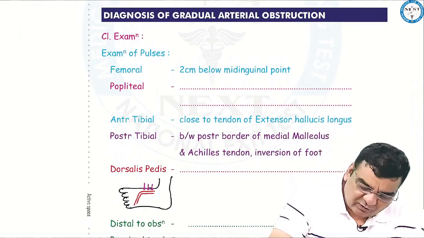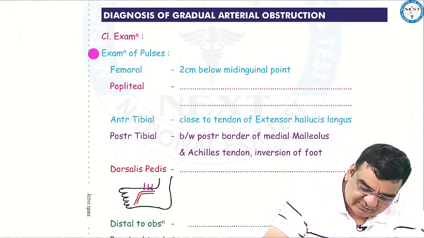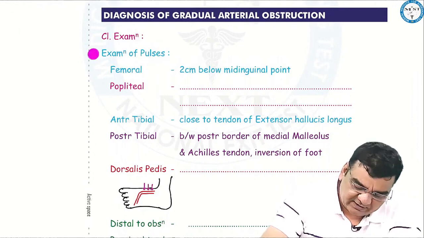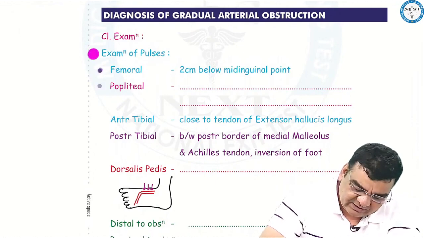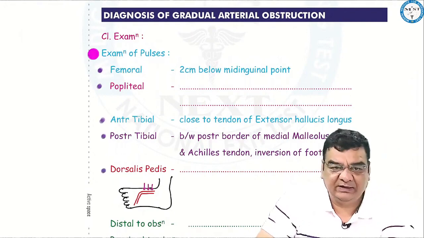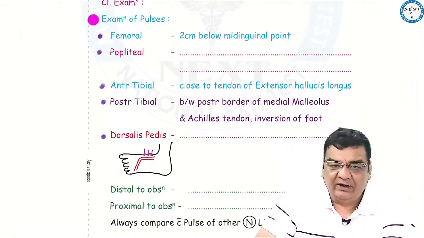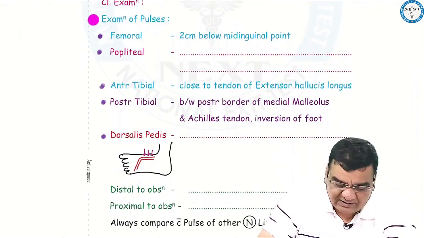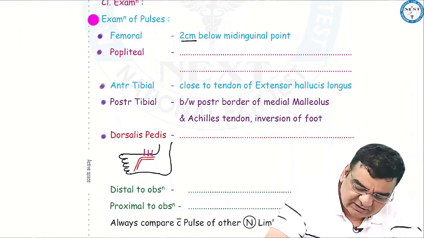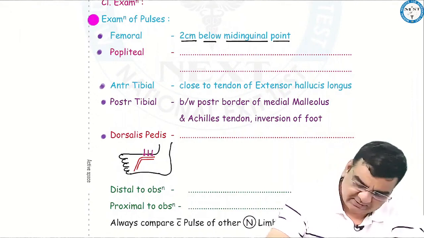Right. So what we are doing, beta, is the examination of the pulses. Which pulses are we examining? We are examining the femoral pulse, the popliteal pulse, the anterior tibial, the posterior tibial, and the dorsalis pedis. Now, in your anatomy classes also, these are discussed in detail. Where do we feel the femoral pulse, beta? 2 centimeter below the mid-inguinal point.